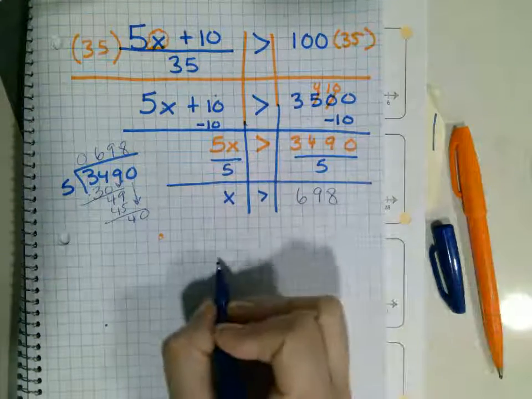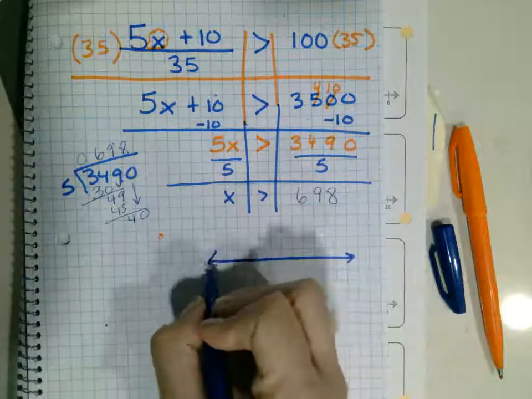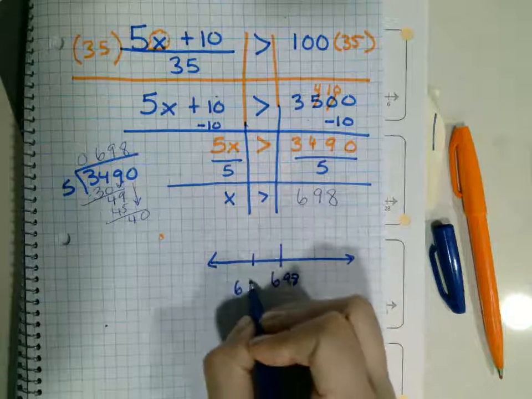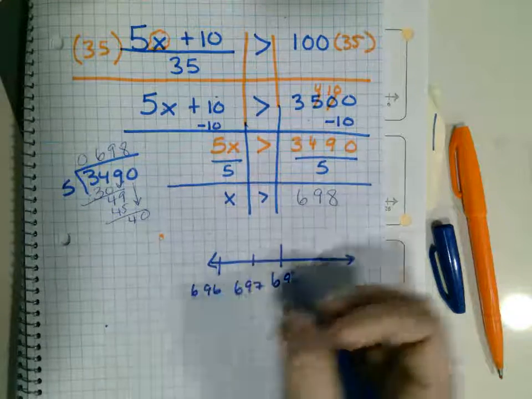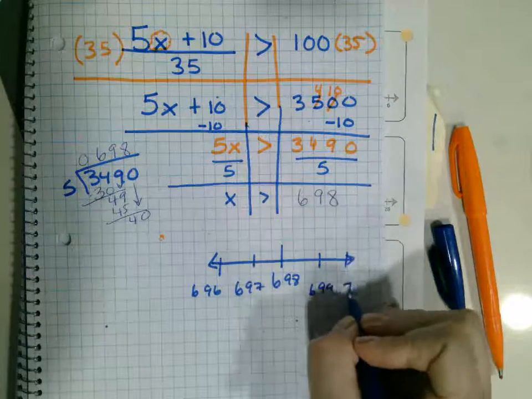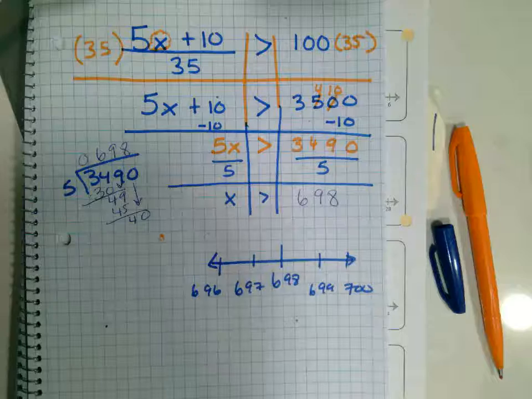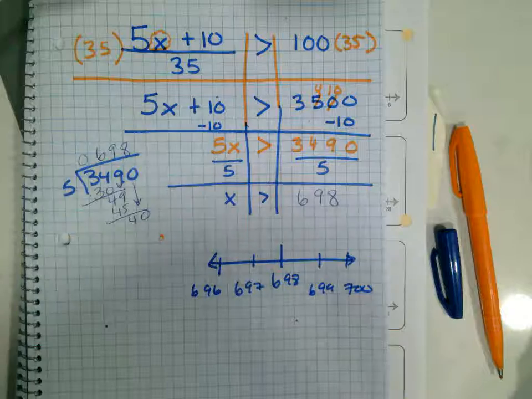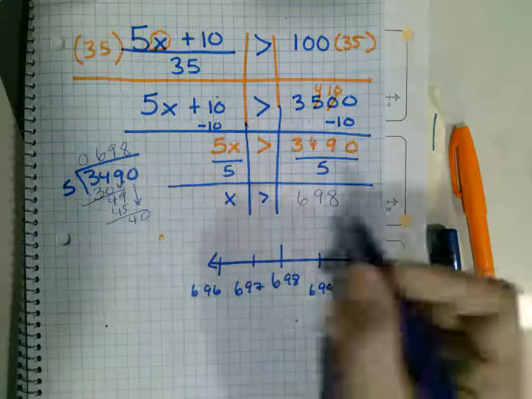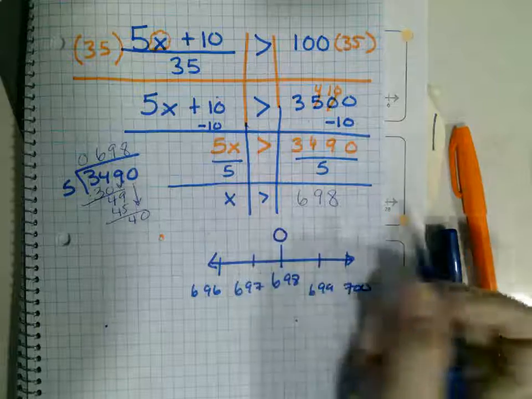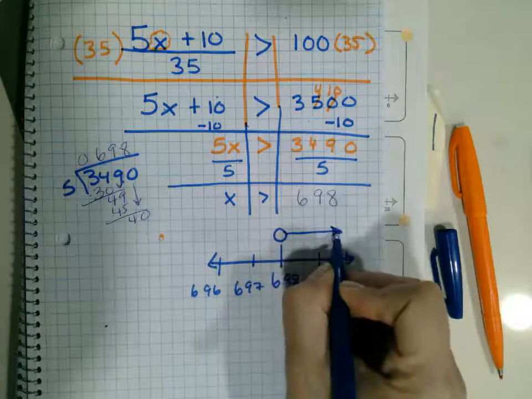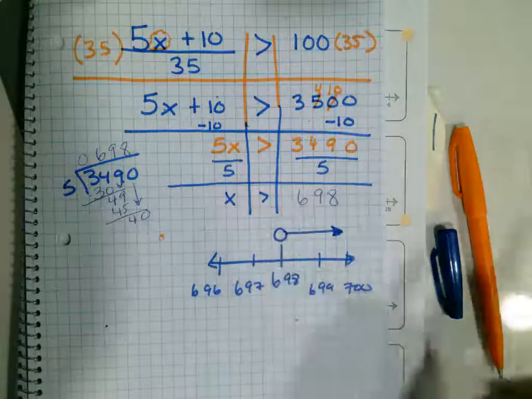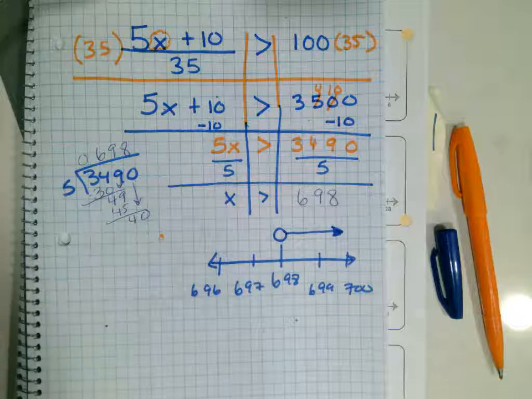So now we're going to graph this. Start with a number line. This number goes right in the middle. 698, 697, 696, 699, and 700. Is this inequality going to be an open or a closed circle? An open circle. And I'm going to shade to the right. These numbers on the right side are greater than 698. So this is greater than. Okay, we'll do another example like this one.